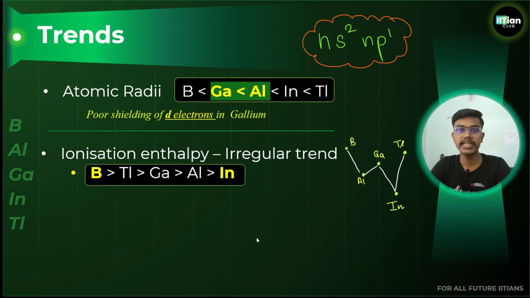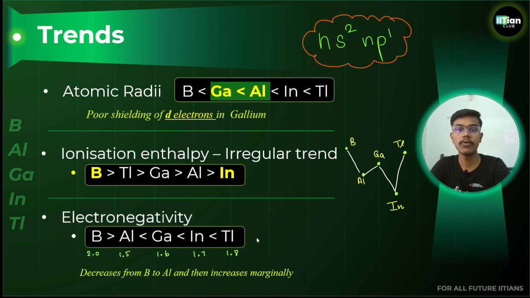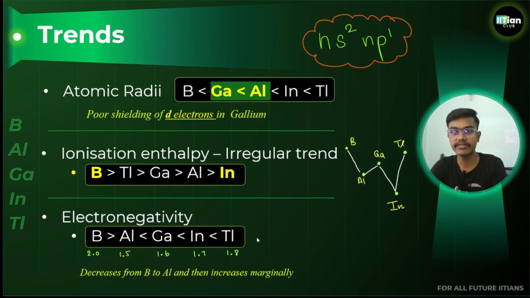Next we have electronegativity. In this you notice that from boron to aluminum there is a slight decrease from 2 to 1.5, and next in gallium, indium and thallium there's a marginal increase. So from boron to aluminum it decreases and then it marginally increases. That's the trend of electronegativity.